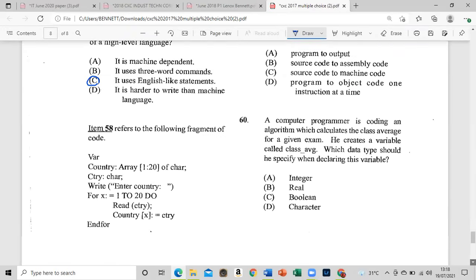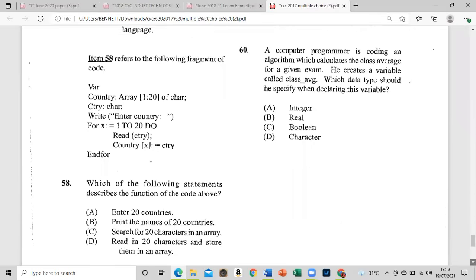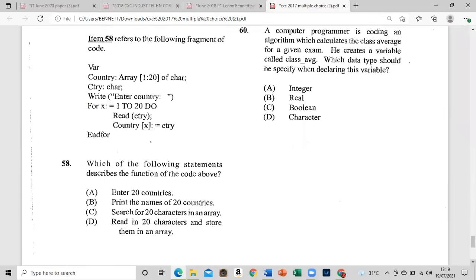We're almost at the end, guys. We made it to the end. All right, so 58 now.